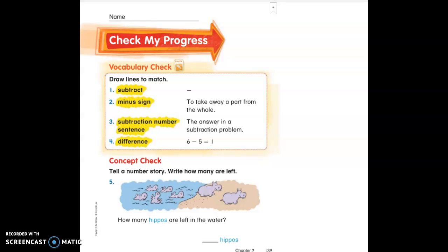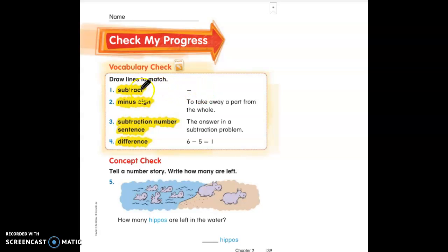Okay, so first graders, we are on Check My Progress. This is chapter 2, starting on page 139. All right, so we're going to be matching up some vocabulary checking. First, we're going to do 4 different words, and we're going to match them up with the definition.